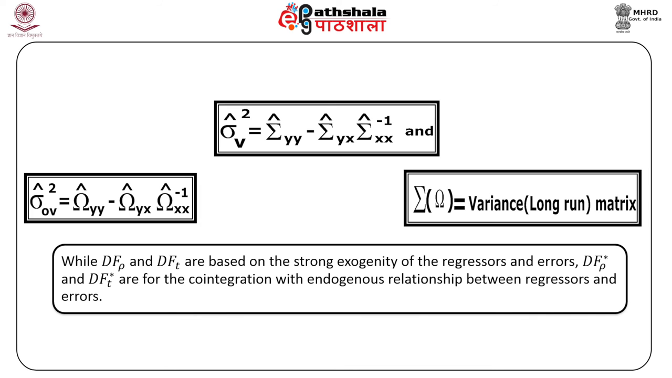While DF_rho and DF_t are based on the strong exogeneity of the regressors and errors, DF_rho star and DF_t star are for cointegration with an endogenous relationship between regressors and errors. For the ADF test, we can run the following regression.